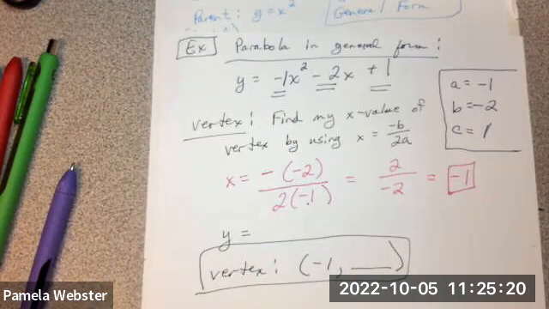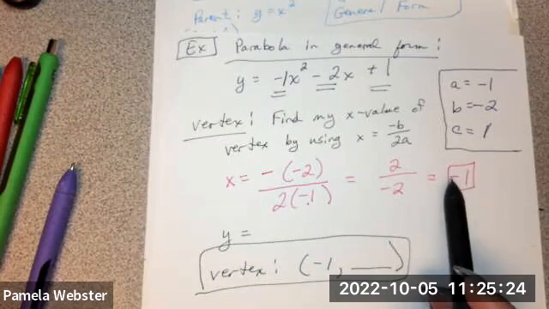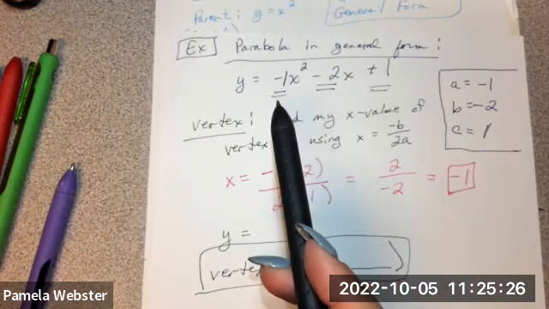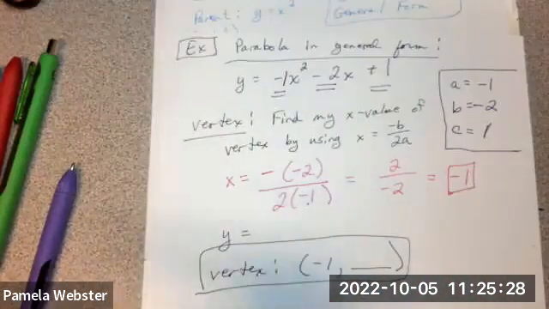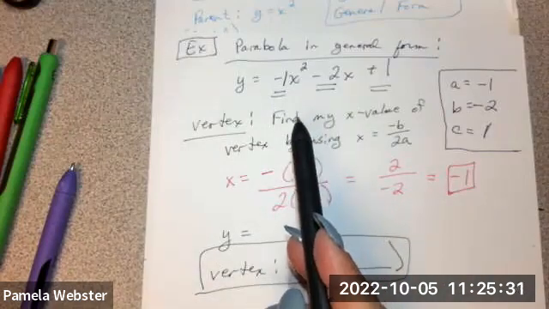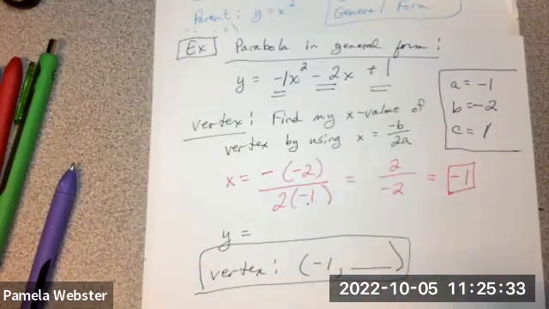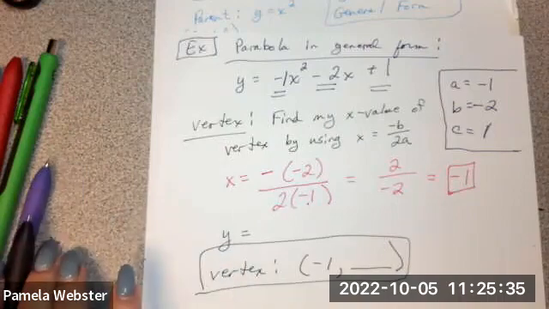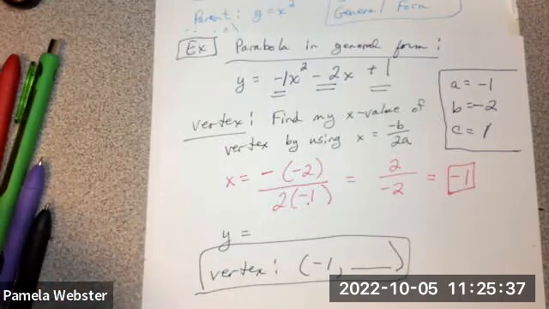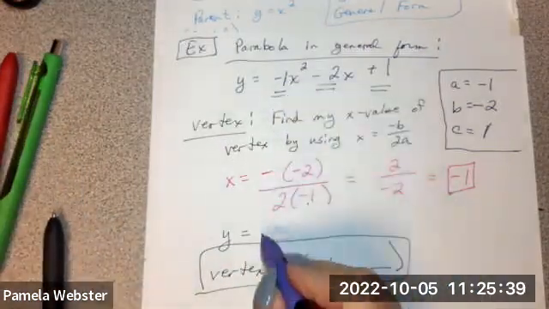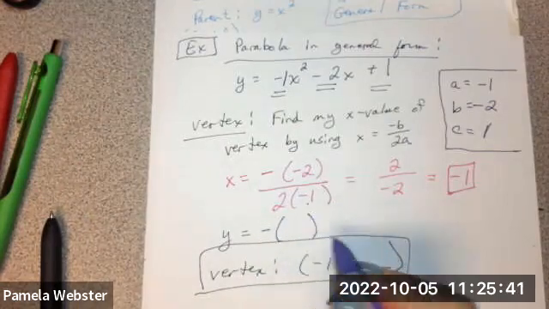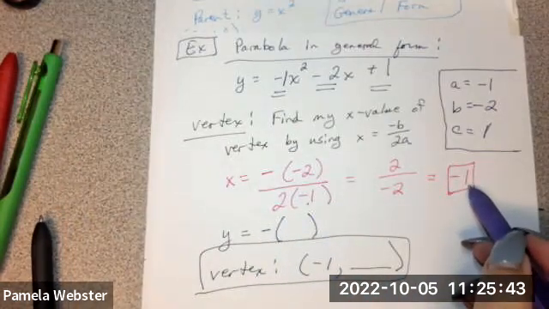Okay. So how do I find a y value? I take my x value and I plug it into the formula, right? So the original equation. So this was the negative x squared minus 2x plus 1. I'm just going to plug in that negative 1. So I'm going to copy. I've got a negative from the original equation. For my x, I'm going to plug in negative 1.